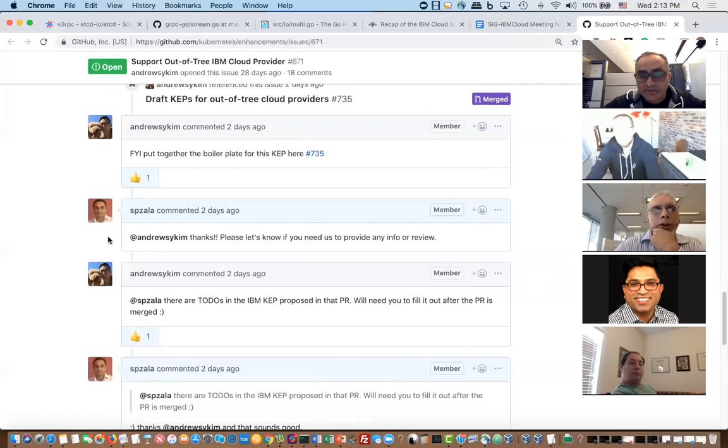We're starting to look at that overall cluster lifecycle management, so it might be good to connect this together with that. Okay, yep.